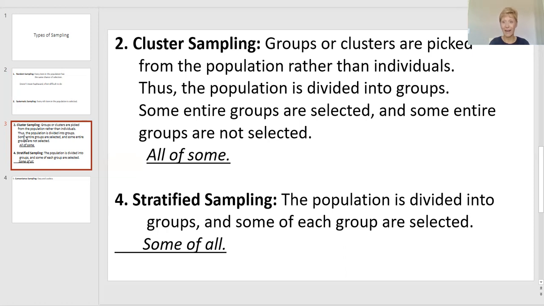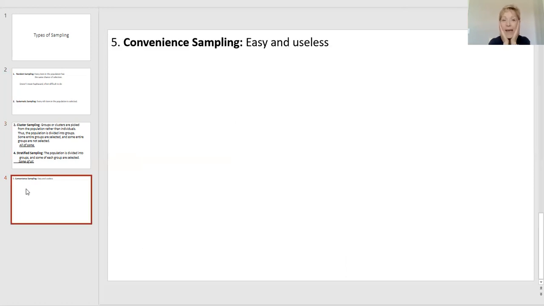Stratified, and think about strata like in geography, like layers of the earth. So the population is divided into groups, but this time you pick some out of each group. So that's why I say some of all. So some of every group is picked and some of every group is skipped. And then your fifth way is called convenience sampling, and convenience just means it's easy, it's useless. It's just completely useless. So it'd be like if you went in the cafeteria and just said, who are you going to vote for? That would be convenience sampling.